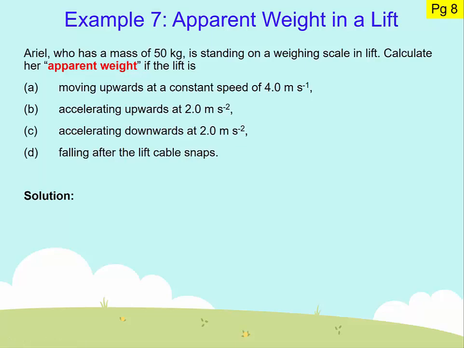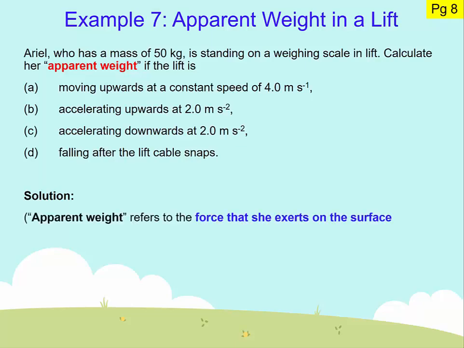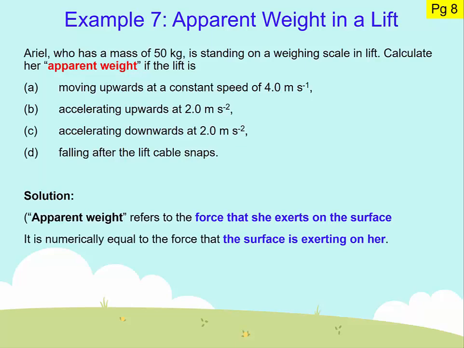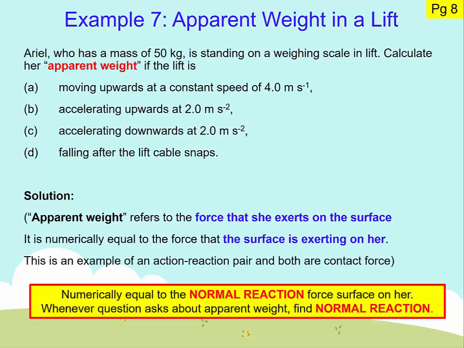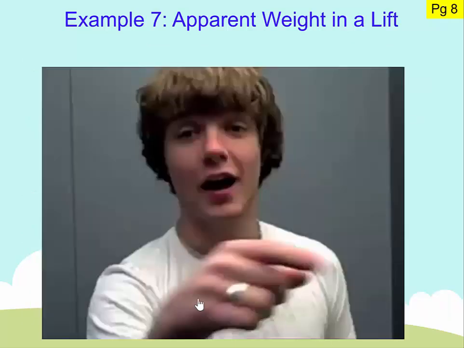We'll now look at example 7, apparent weight in a lift. Now, what is apparent weight? Apparent weight refers to the force a person acts on the surface she's standing on. It is numerically equal to the force that the surface acts on her, and this is an example of an action-reaction pair. So it's numerically equal to the normal reaction force. Whenever we are told to find apparent weight, we actually just find the normal reaction. Okay, let's watch this video to get a better idea.